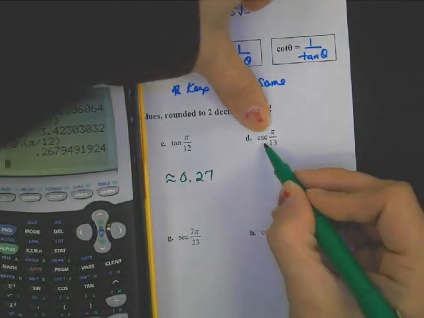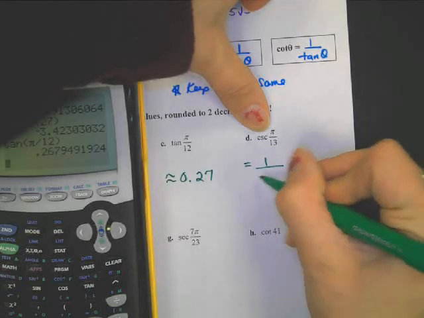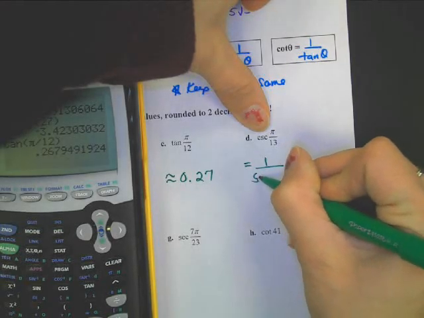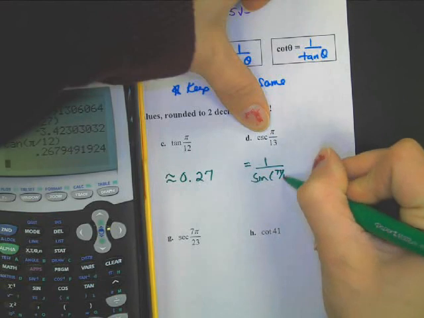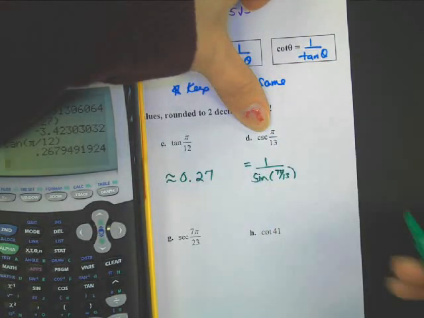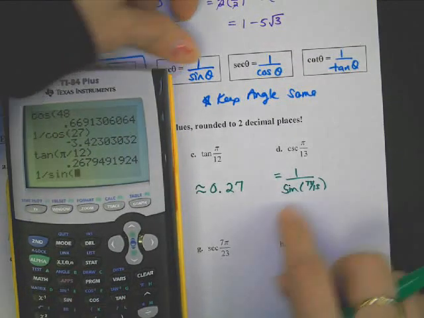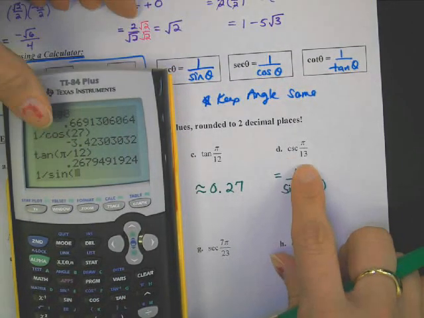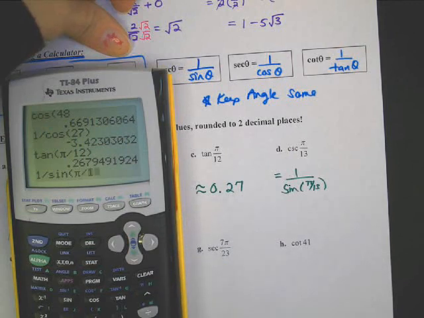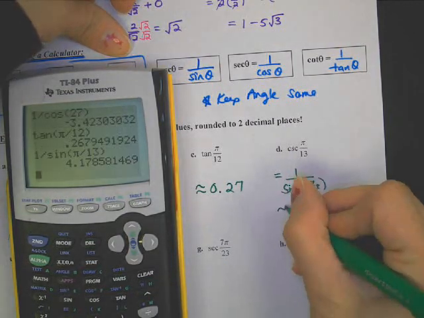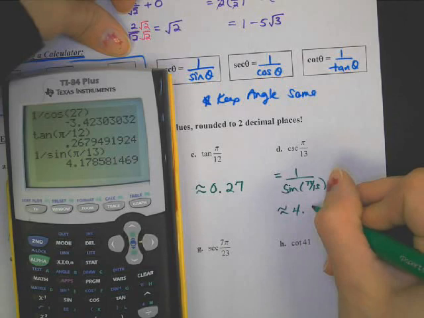And the last one right here, I do not have a cosecant button, so I'm going to have to do 1 over sine of pi over 13. Oh, we got a lot of fractions here. So we have to type 1 divided by sine of pi over 13. And this is approximately 4.18.